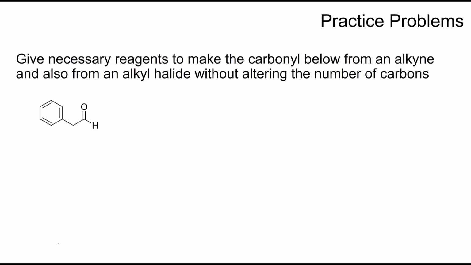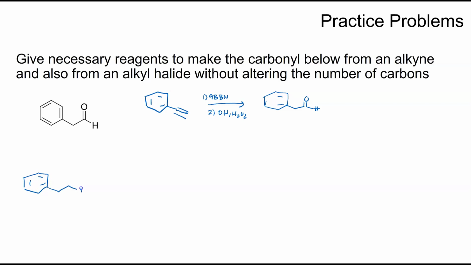Give necessary reagents to make the carbonyl below from an alkyne and also from an alkyl halide without altering the number of carbons. So if we were going to do it from an alkyne, we'd have that and use 9-BBN, then H2O2, OH minus. That gets the aldehyde, and now we have to do it from an alkyl halide. Convert it to the alcohol, and PCC.